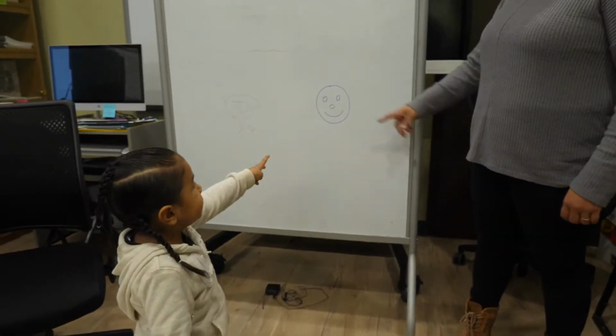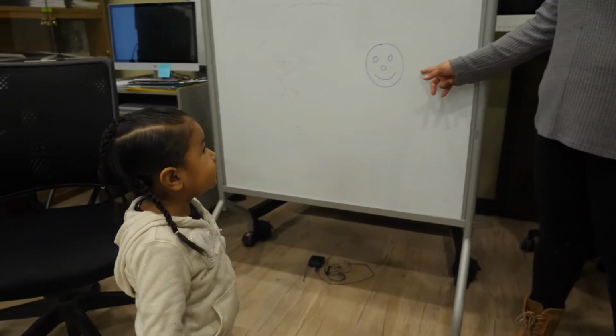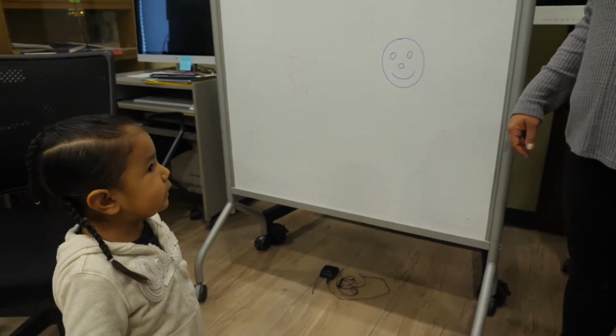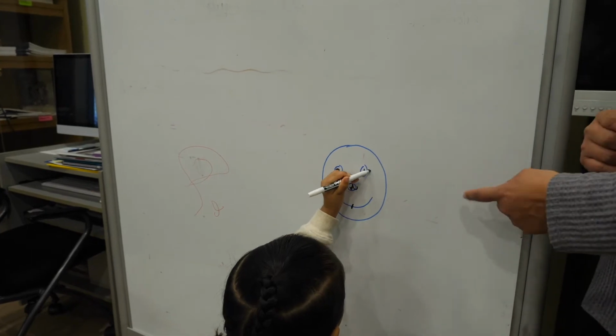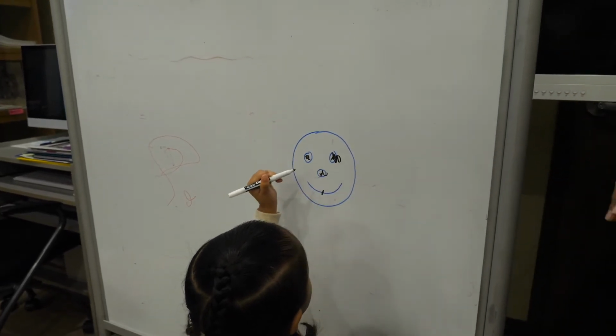Usually I'll do this with 5 emotions. So there'll be happy, mad, sad, sleepy, and silly.